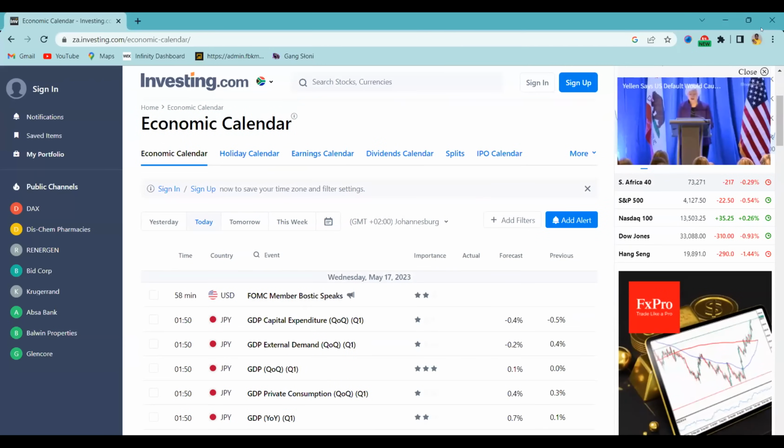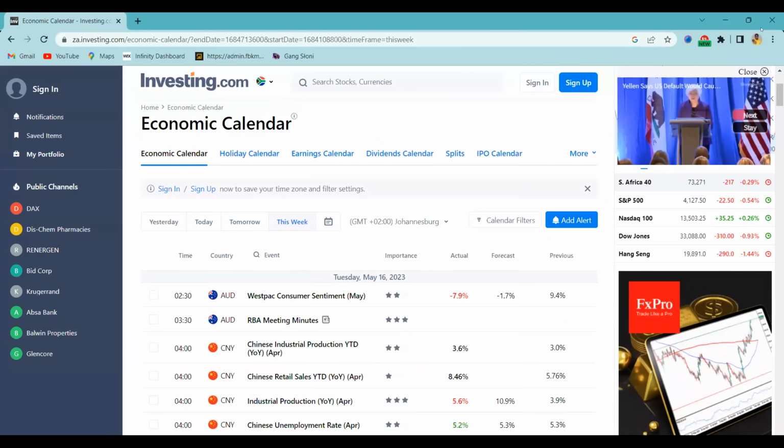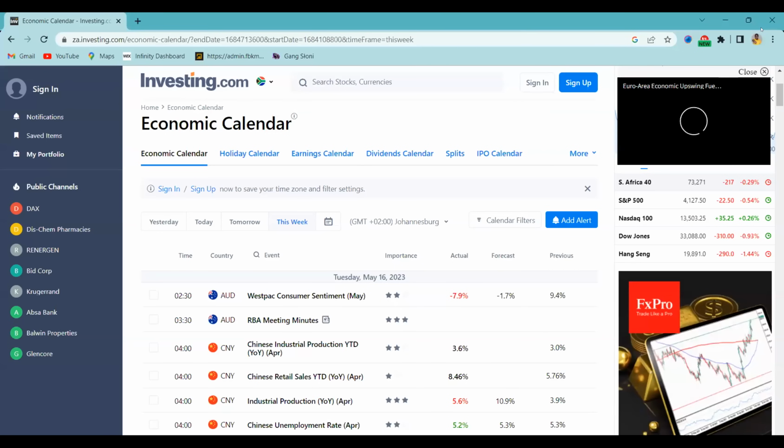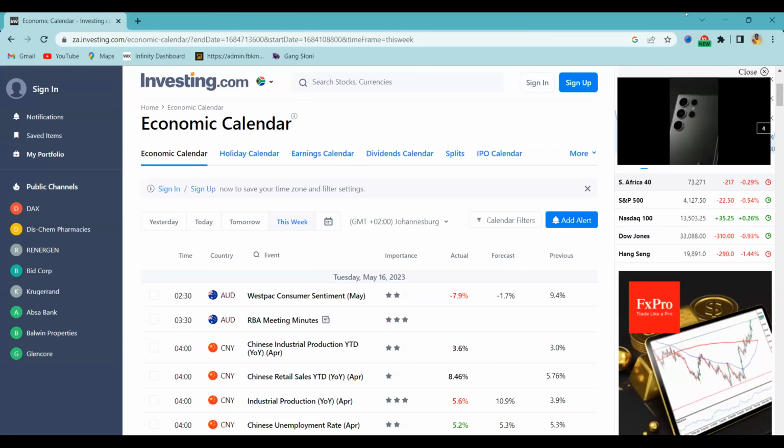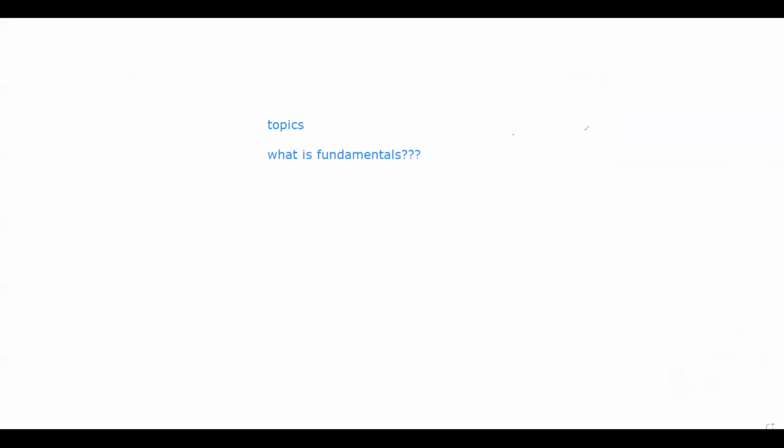Basically, you can see what's going to happen tomorrow, this week, and next week. I'll also show you another calendar which can show you what's going to happen for the entire year, basically. So yeah, that's what we are going to be discussing.